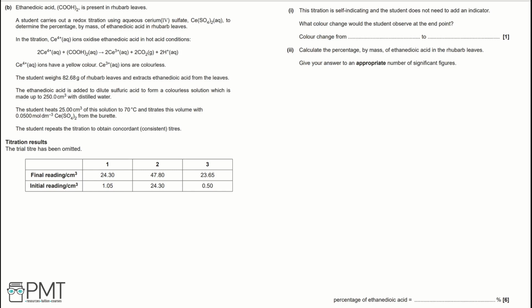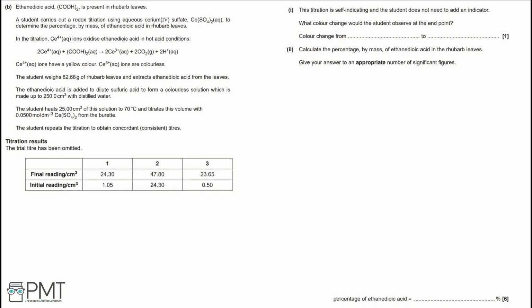Part 1. This titration is self-indicating and the student does not need to add an indicator. What colour change should the student observe at the end point? Firstly, for this question, we need to look at where we're told a colour. So we're told that Ce4+ ions are yellow in colour and that Ce3+ ions are colourless.